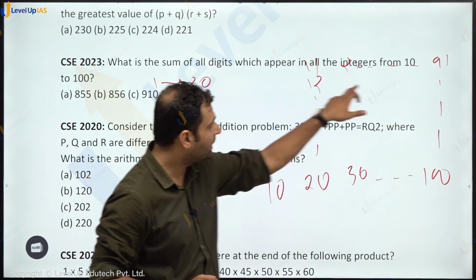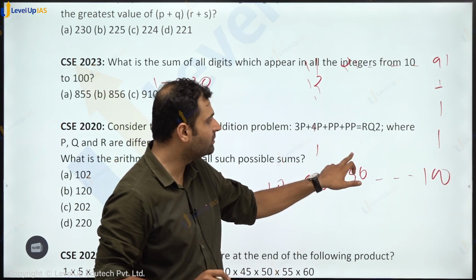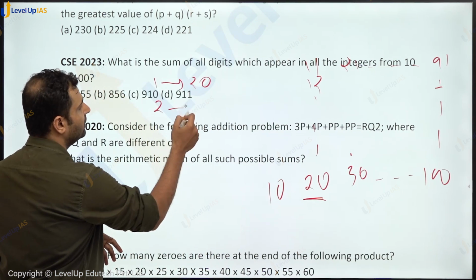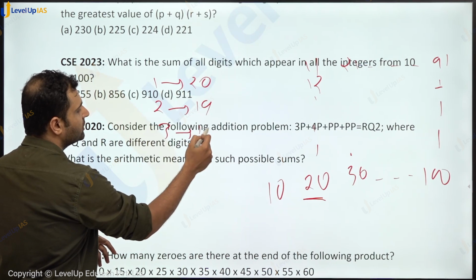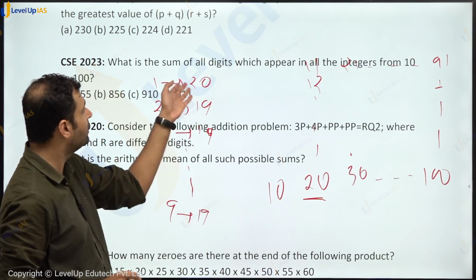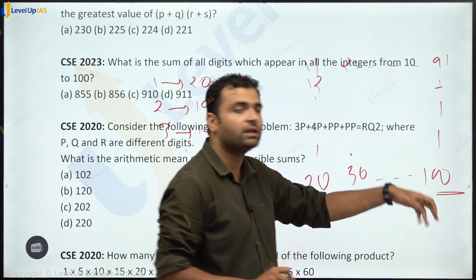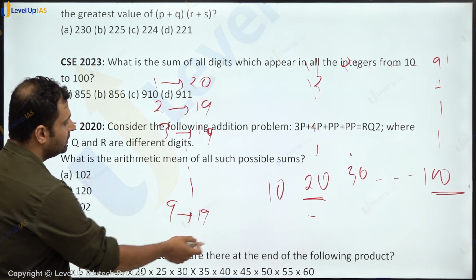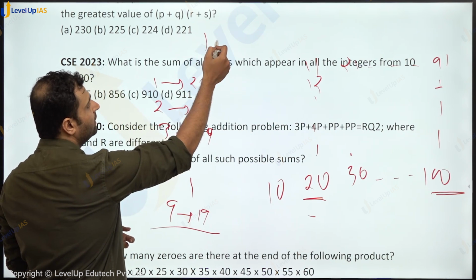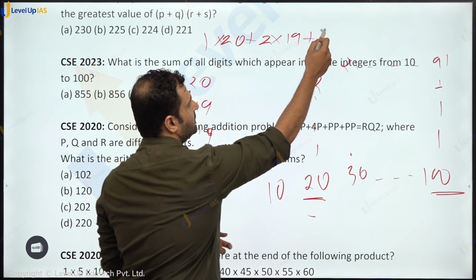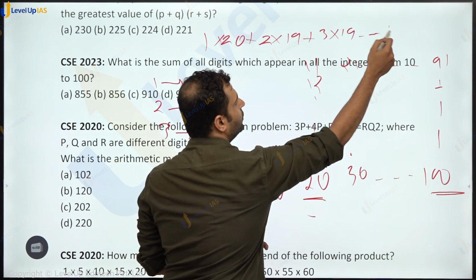2 comes 9 times here, 9 times here, and this is 1. 18 plus 1, 19 times. 3 comes 19 times, 4 comes 19 times, and 9 comes 19 times. Because everything is same, only here there is 100, so one extra time it is coming. So what will it be? We just have to add. So what will it be? 1 into 20 plus 2 into 19 plus 3 into 19 up to 9 into 19.